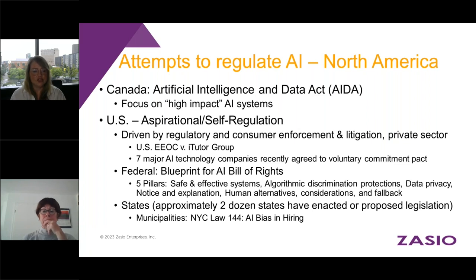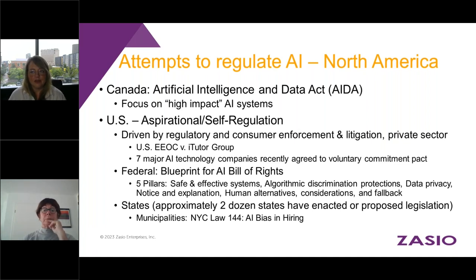Notice and explanation, providing individuals notice of the types of AI that they might be subjecting themselves to or utilizing. Also human alternatives. So that's an interesting idea there, whether AI really is the best alternative, or whether in certain circumstances humans should be the ones performing certain tasks. So again, there's ethical considerations there.